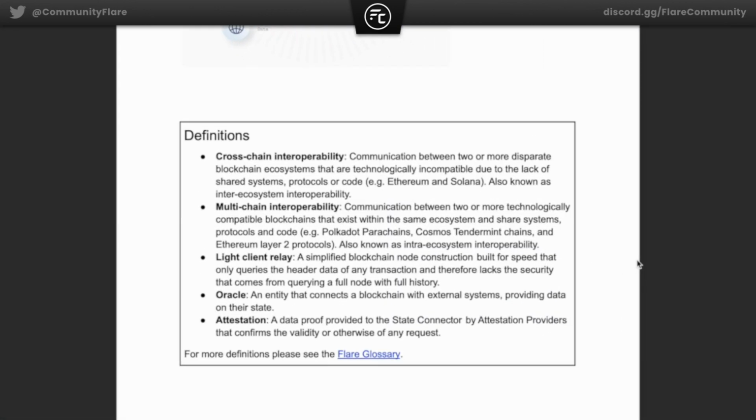So let's talk about oracles, and you should be familiar with this by now via the Flare Time Series Oracle, or the FTSO. An oracle is an entity that connects a blockchain with external systems providing data on their state. And again, let's just talk about the Flare Time Series Oracle briefly. It ingests data from multiple different sources, and then it outputs this data in a decentralized manner to be used on the network. Finally, we have attestation, a data proof provided by the state connector by attestation providers that confirms the validity or otherwise of any request. And you're going to hear a little bit more about attestation providers within this document. This is a new role on the system.